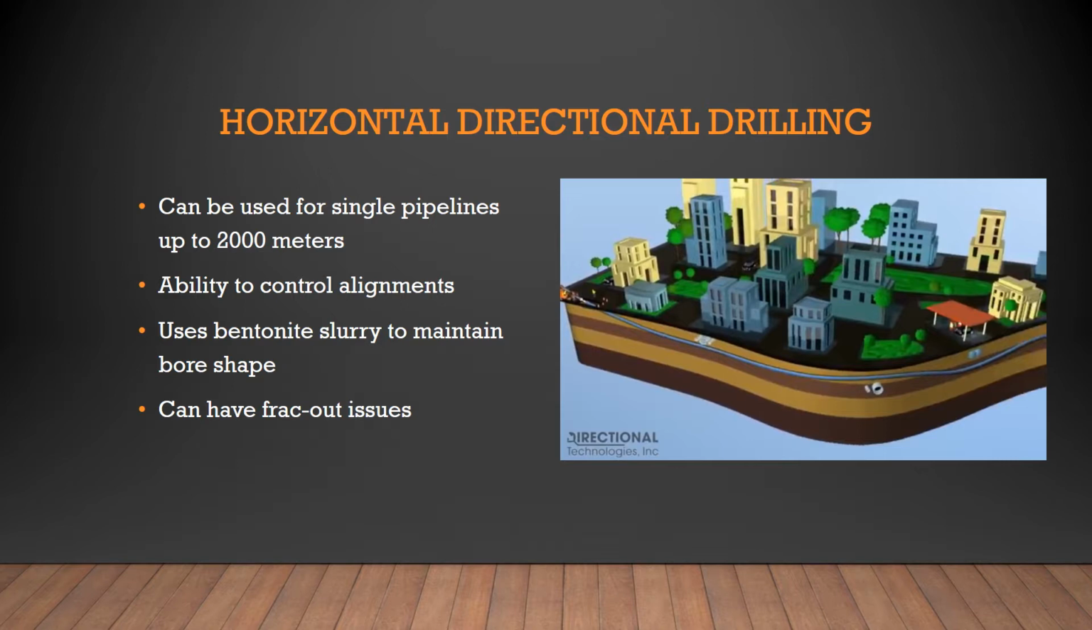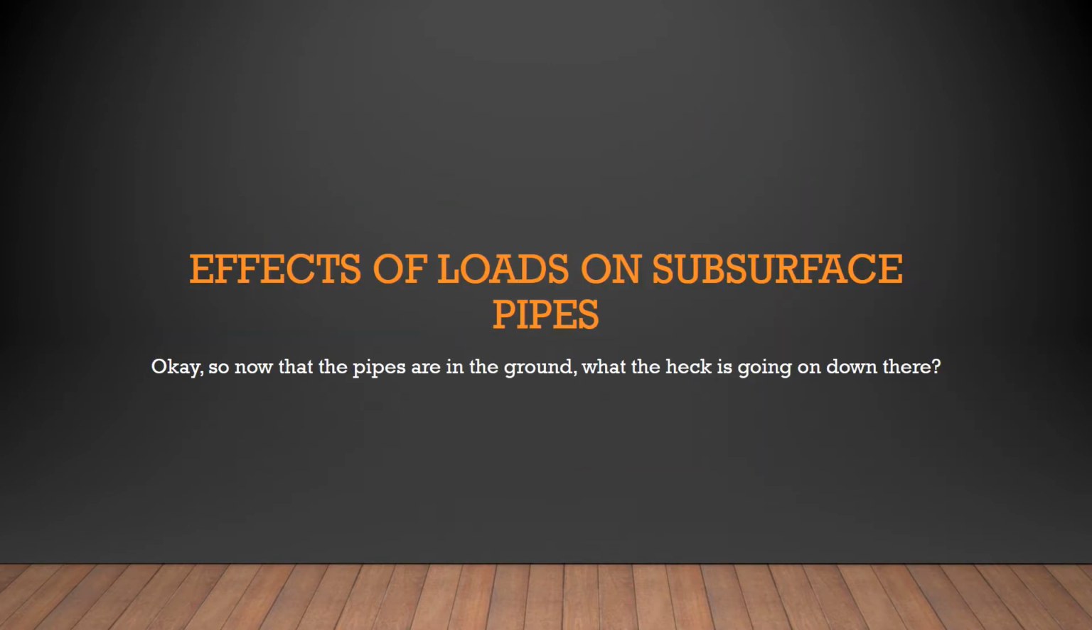An experienced driller is able to avoid frackout issues most of the time, making horizontal directional drilling one of the most effective installation methods. So now you know how the pipes get underground. Now it's time to learn about how the loads affect these pipes while they're there.